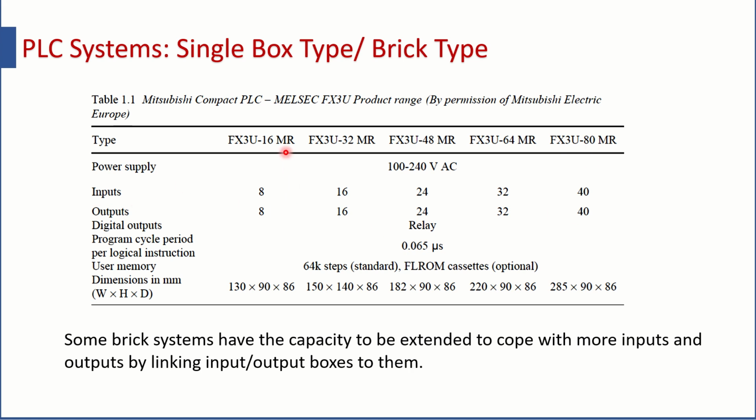You can see for this 16MR model, there are 8 inputs and 8 outputs. These are digital types of outputs, and the other things, the dimensions, are given. All the things you can see that this is a family, and this particular table has been taken from the Mitsubishi Electric brochure.